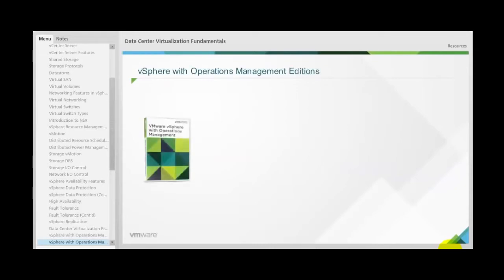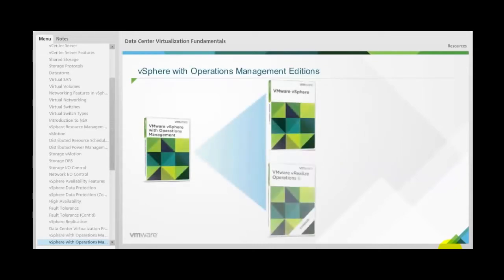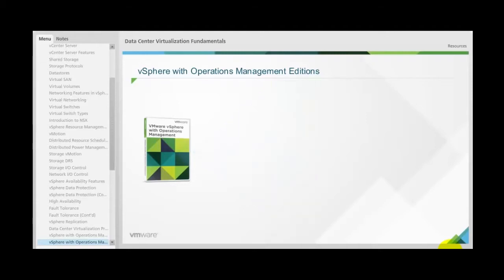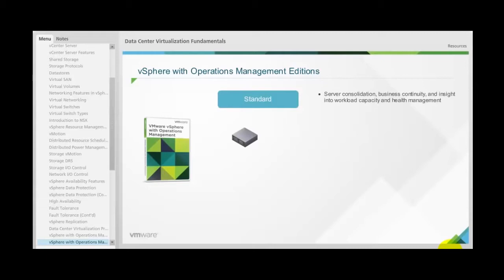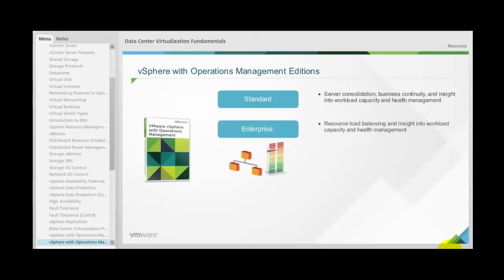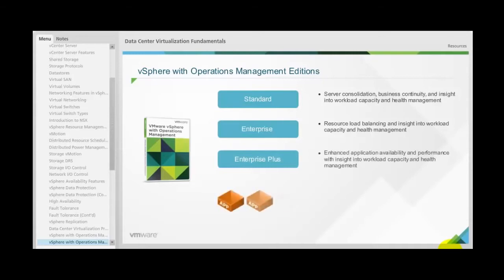vSphere with Operations Management is a combination of vSphere and vRealize Operations Standard Edition. vSphere with Operations Management is available in the following 3 editions: vSphere with Operations Management Standard, Server Consolidation, Business Continuity, and Insight into Workload Capacity and Health Management; vSphere with Operations Management Enterprise, Resource Load Balancing and Insight into Workload Capacity and Health Management; vSphere with Operations Management Enterprise Plus, Enhanced Application Availability and Performance with Insight into Workload Capacity and Health Management.